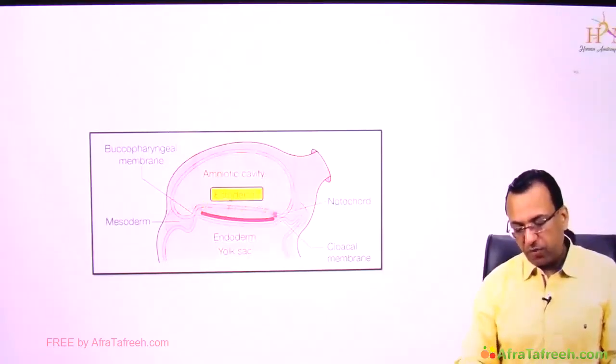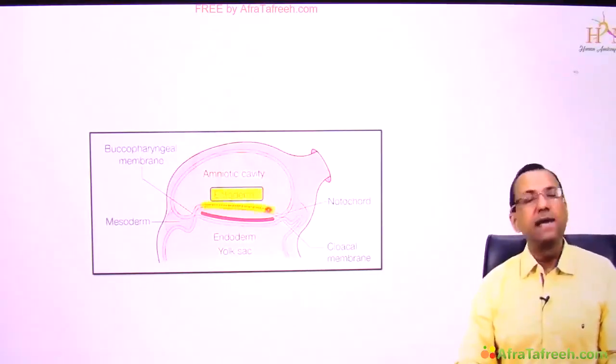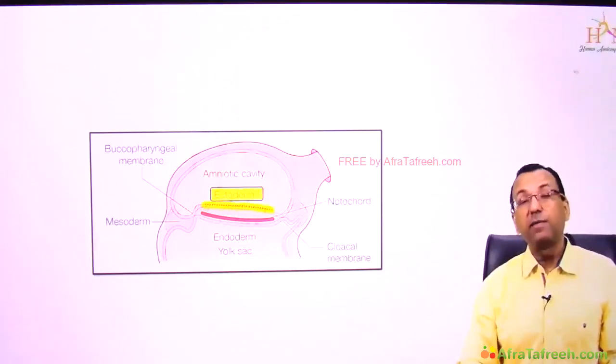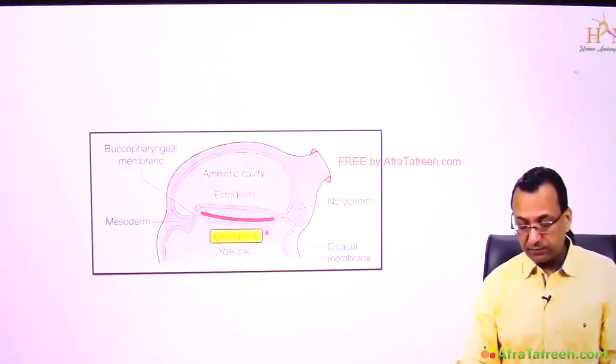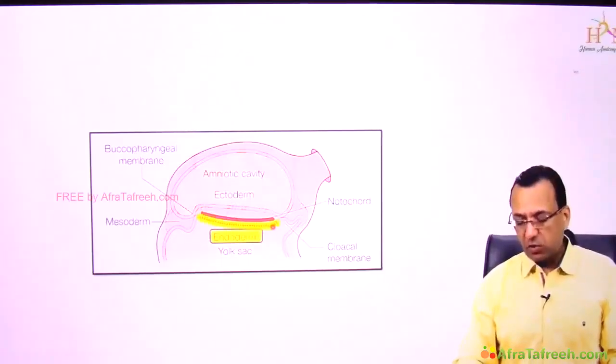So at the floor of the amniotic cavity is the ectoderm developing from the epiblast. And then what will be this? This will be mesoderm developing from epiblast. And what will be this? This will be the endoderm, which is at the roof of the yolk sac cavity.